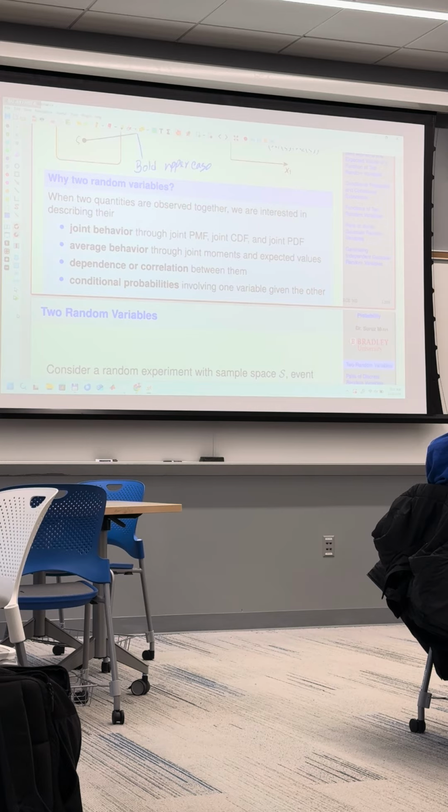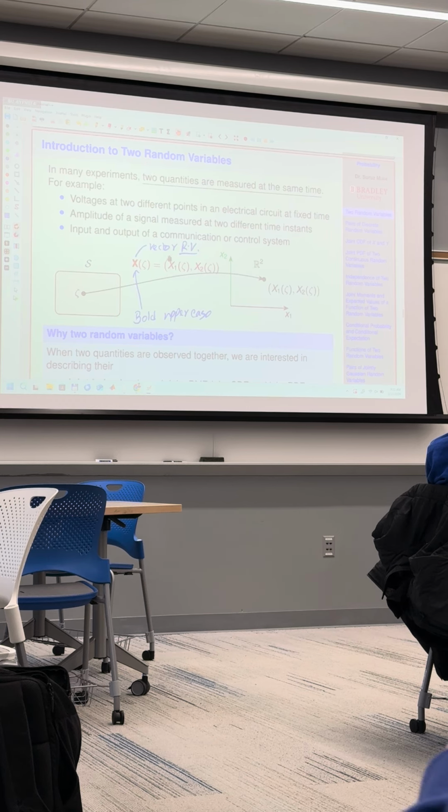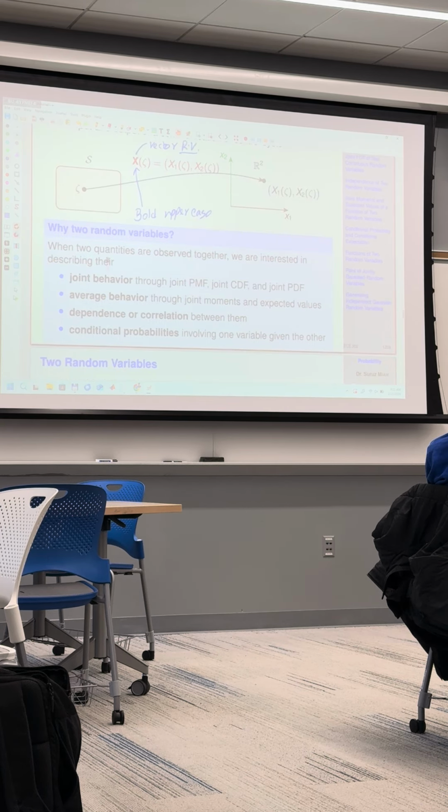It is important when we talk about this joint, two random variables or n random variables, because we want to determine the joint behavior: how these two random variables behave together, jointly. So we want to describe their joint behavior through the joint PMF, probability mass function.